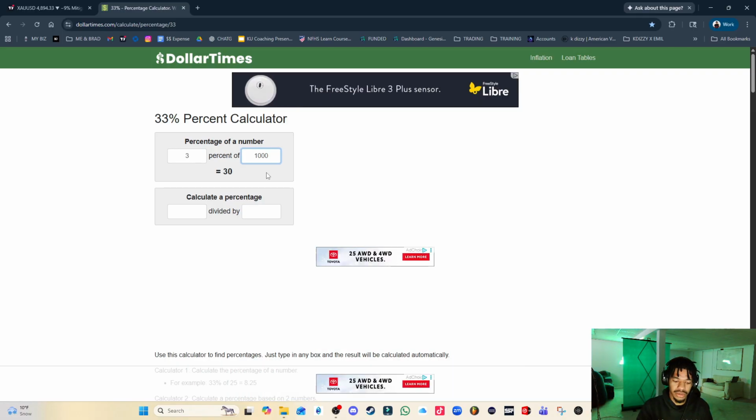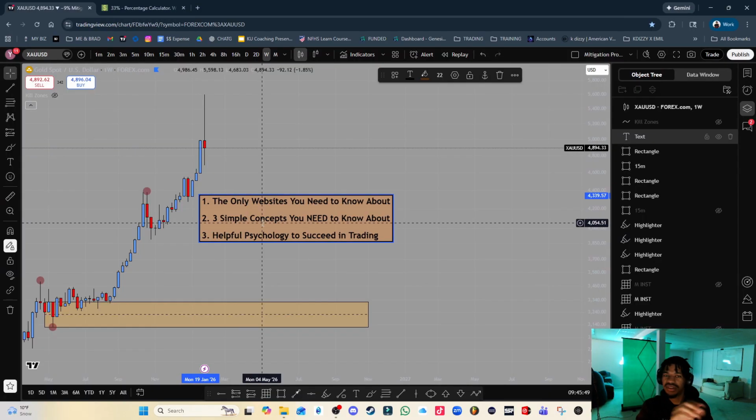So don't look at the number, look at the process and the fact that you're able to do something like this, like print out money in a higher percentage. Okay, so that's the websites right there.